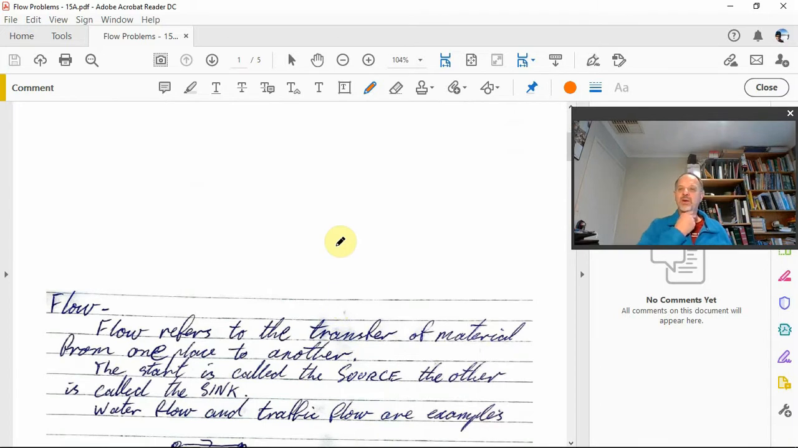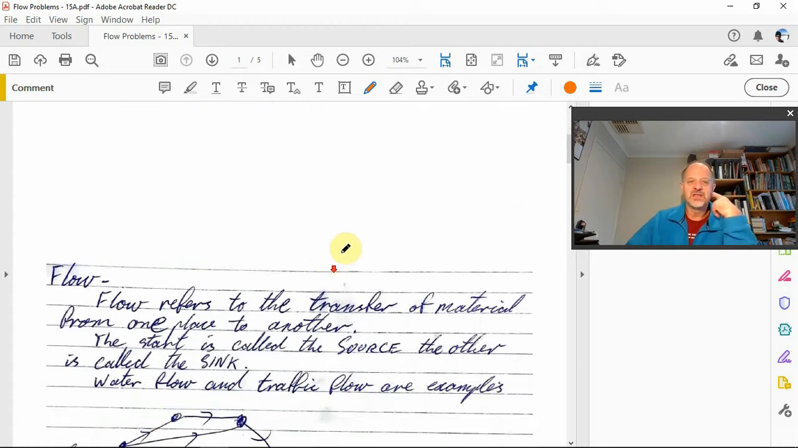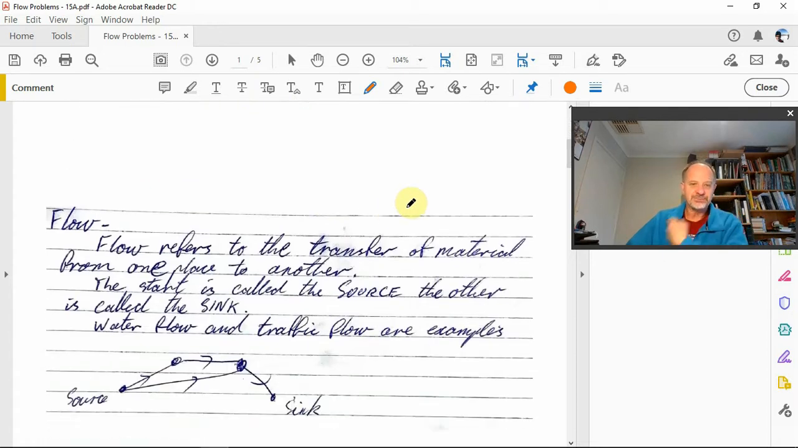If we're going from one way to the other, we've got a flow happening, and it refers to the transfer of material. That material could be cars, could be water, could be anything. And so we go from one place to the other. Now, because of these digraphs, with this one up here, quite clearly we start there, and whichever way we work through it, we end up here. So there's a start and a finish.